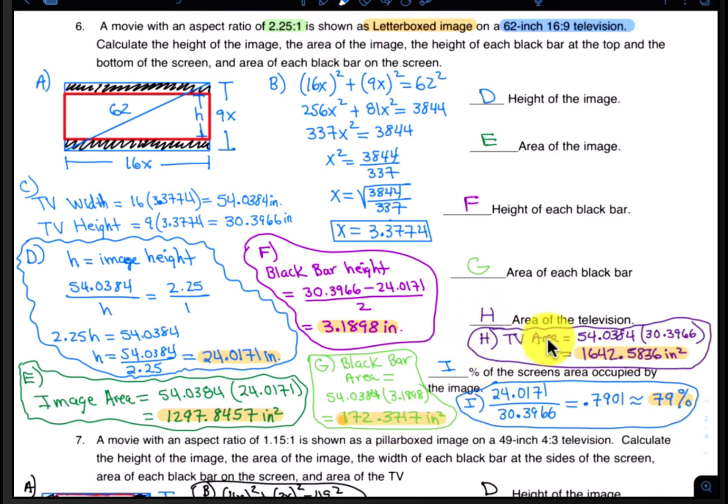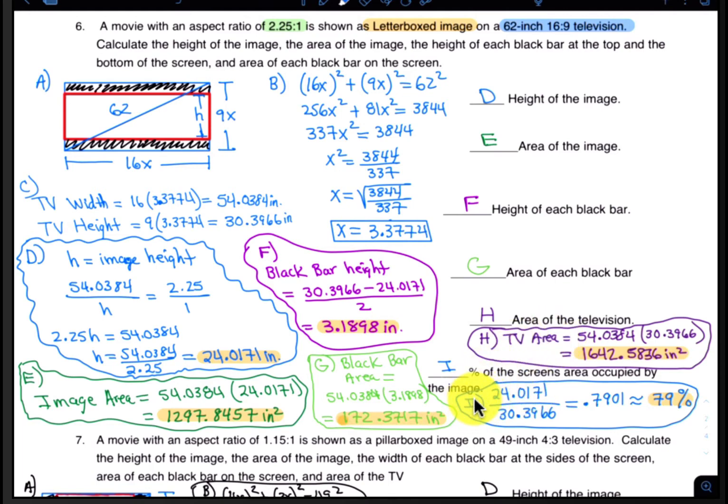Move on to section H. We can find the TV's area by multiplying its width times its height. And the width of the television is 54.0384. The height is 30.3966. Multiply those together, and you get your area of 1642.5836 square inches. That's the area of the TV.